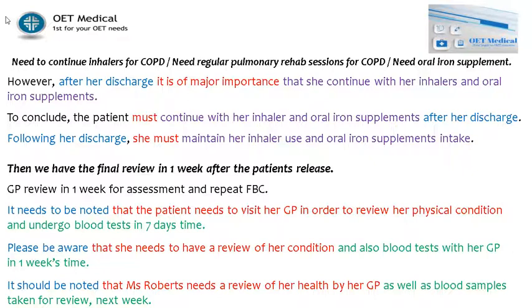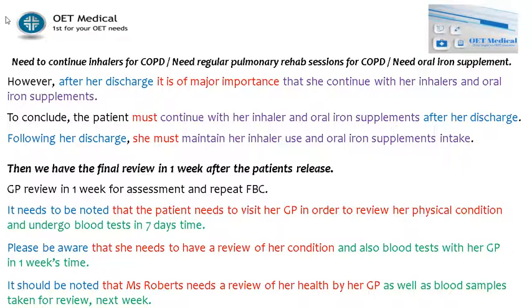However, after her discharge, it is of major importance that she continue with her inhalers and oral iron supplements. To conclude, the patient must continue with her inhaler and oral iron supplements after her discharge. Following her discharge, she must maintain her inhaler use and oral iron supplements. So, two different sentences.